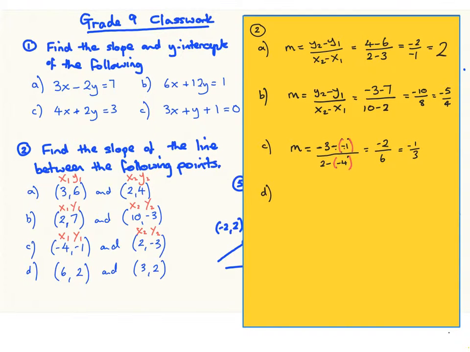And D, same thing, x1, y1, x2, y2. So we know that slope equals y2 minus y1, 2 minus 2, over x2 minus x1, 3 minus 6. So we get 0 over negative 3. 0 divided by anything is 0. Nice and easy.